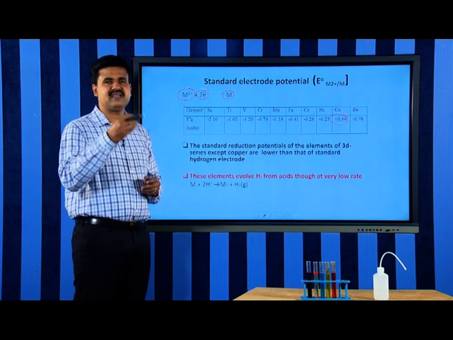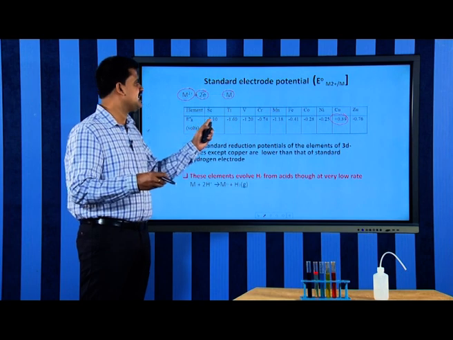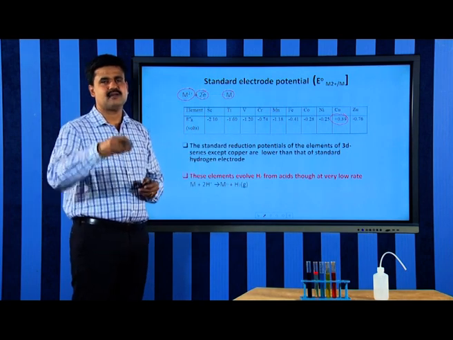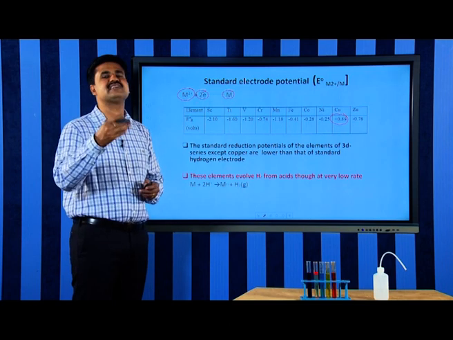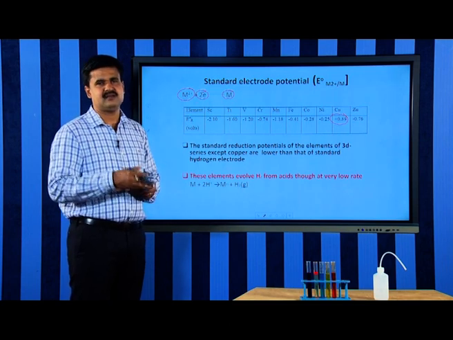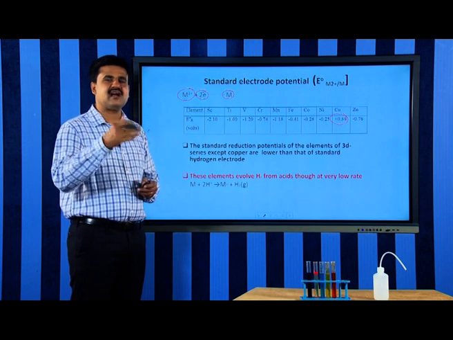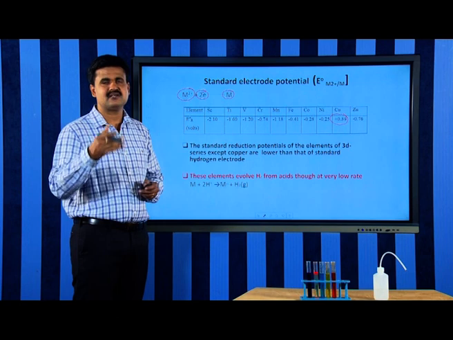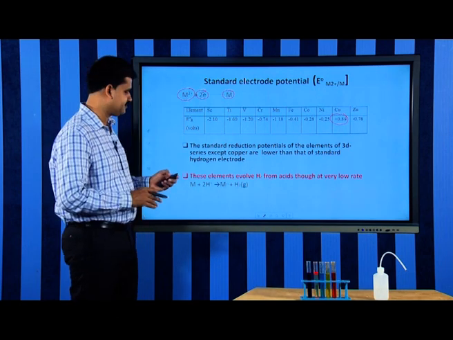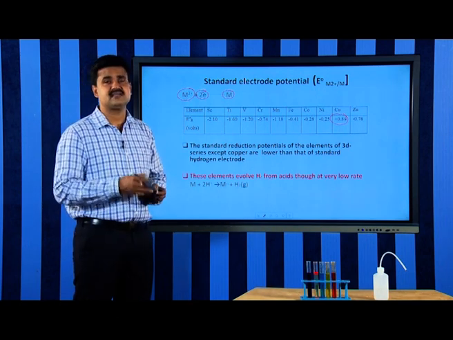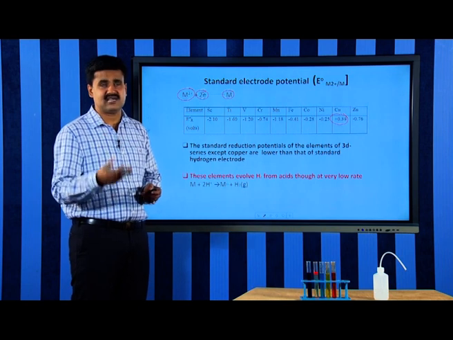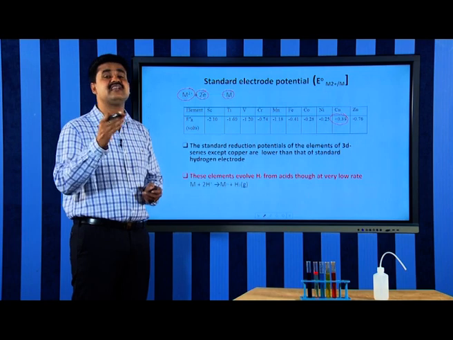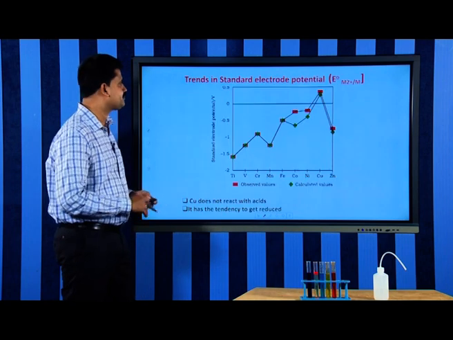That is, when these metals scandium, titanium, vanadium, chromium, manganese or iron, except copper, are placed in dilute acid, liberation of hydrogen gas will happen, because the metal will undergo oxidation, at the same time H+ undergoes reduction to produce hydrogen gas. But copper cannot liberate hydrogen from dilute acids, because copper always tends to reduce when compared to hydrogen.